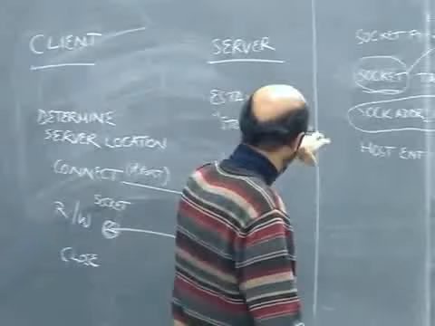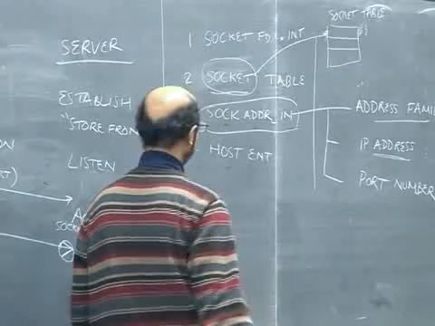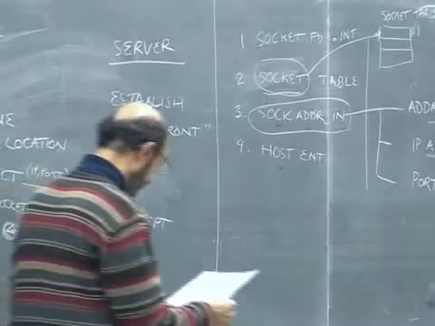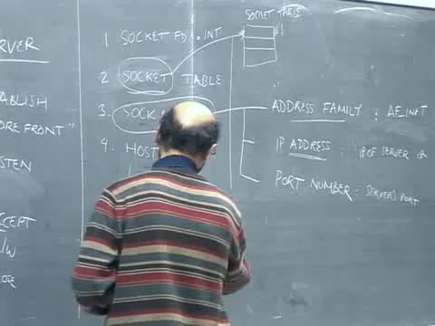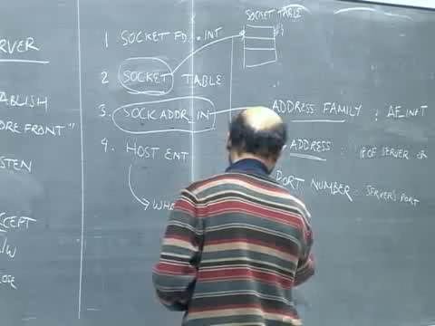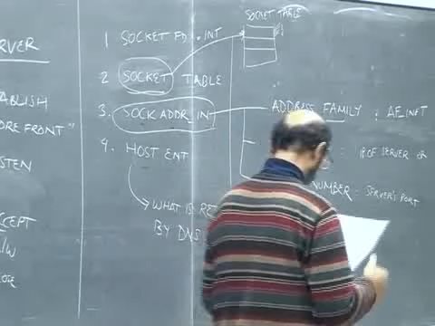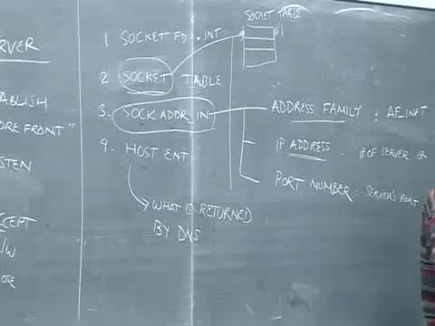The third thing, and the fourth thing, is what's called the hostent. The hostent is basically a way to describe the destination IP address. It is what is returned by DNS, the domain name server. So what we're going to do is that we are given a server's name, let's say cs.uwaterloo.ca.